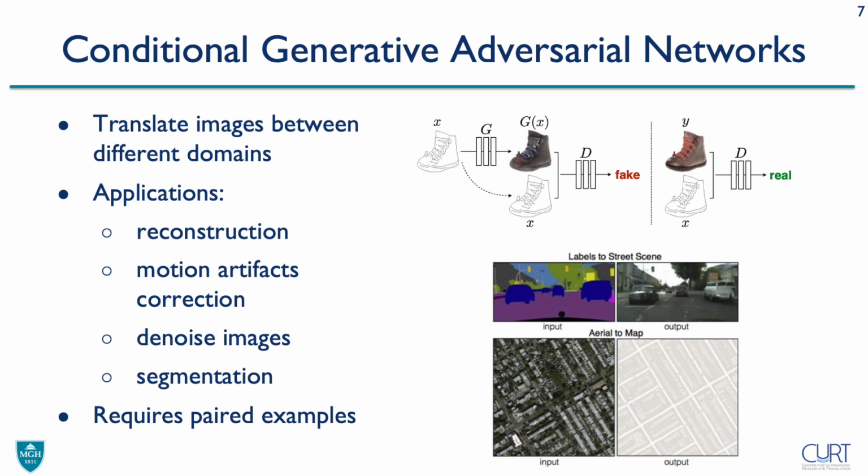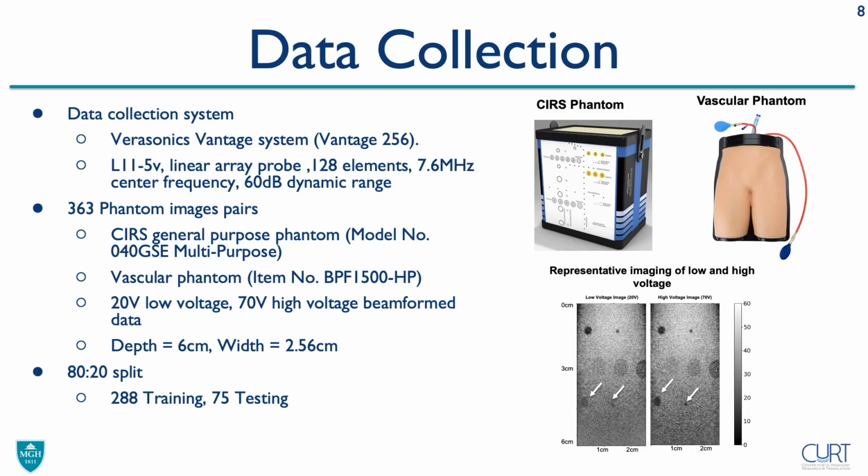Other examples are in transforming labels of a street scene to an actual real-world scene and transforming aerial images to map views. For our purposes, we collected low and high voltage image pairs using a Verasonics Vantage system with a linear array probe with 128 elements, 7.6 MHz center frequency, and 60 dB dynamic range.